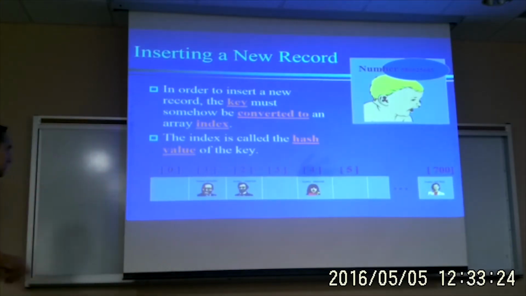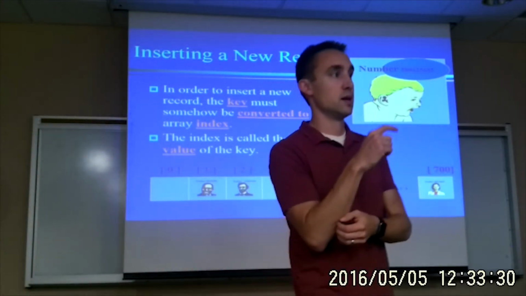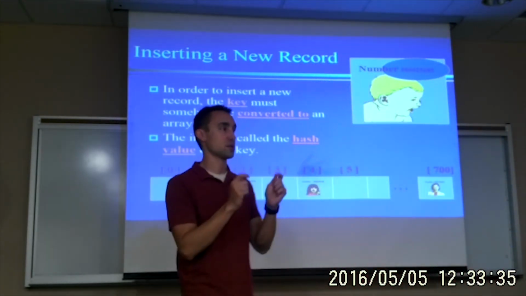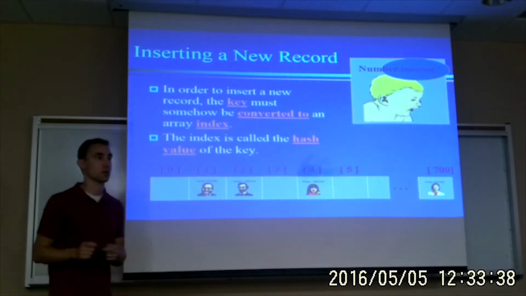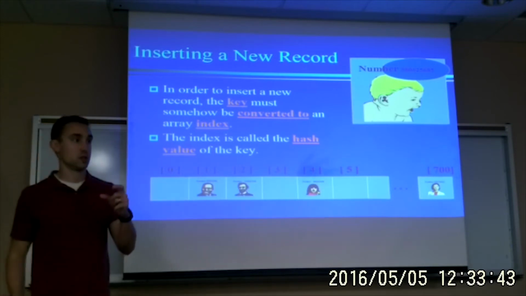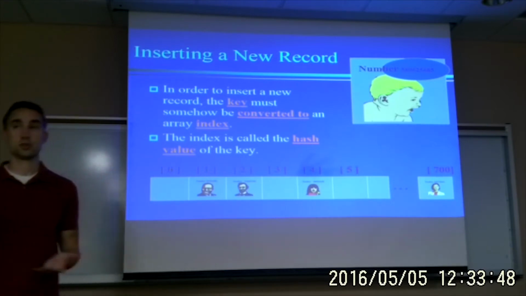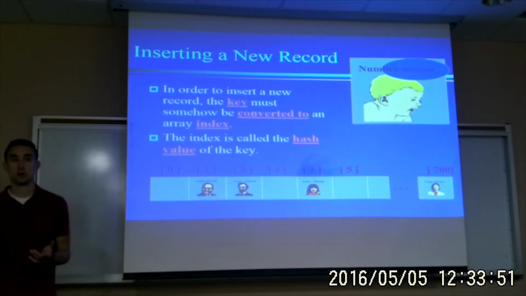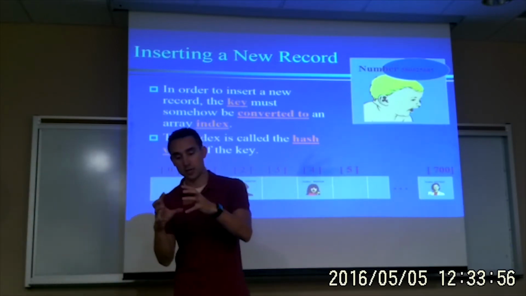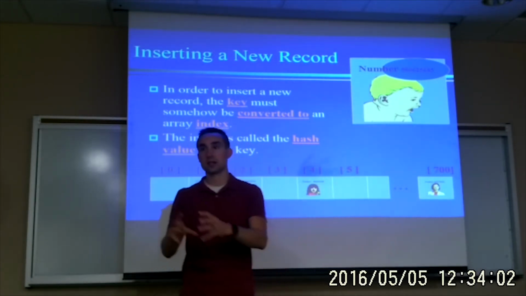All right. Now, the process of taking a key and converting it into an index is called hashing. And that's where the hash table comes from. The method or the function that takes that key and converts it to an index is called a hash function. So here's the process. We have a key, a unique identifier for an object. We take the key, we pass it to the hash function. The hash function returns the index where we should put that object.